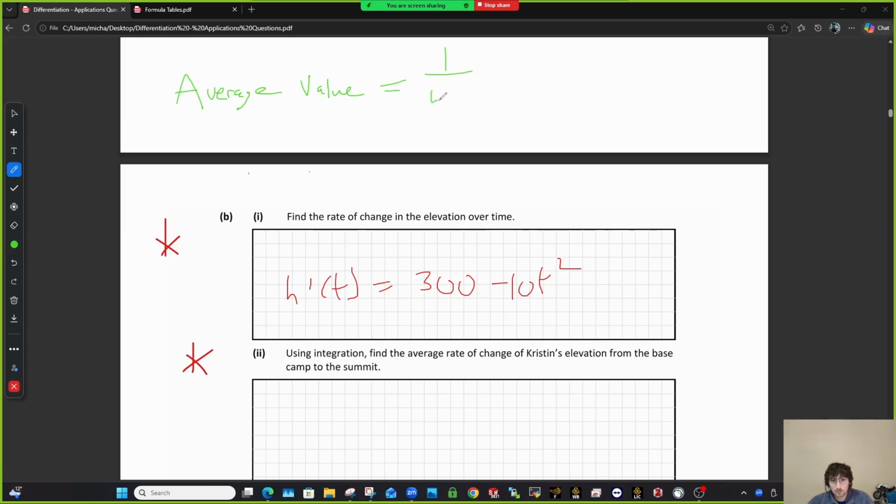It's 1 over b minus a, the integral of the function, we'll call it f of x, with respect to x from a to b. Okay, and a and b are just the two points.